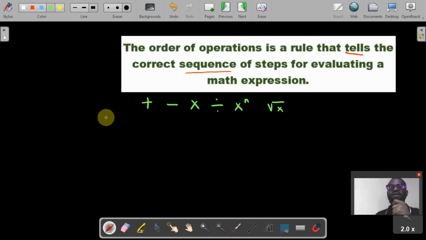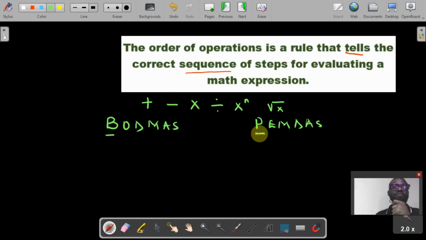When all this appears in a mathematical expression, in what order are we going to simplify? That is where we come to the rule, and that rule is called BODMAS. Some people call it PEMDAS. Now what does it mean? The B here, or the P, means bracket. So whenever you have a bracket in an expression, you handle it first of all.